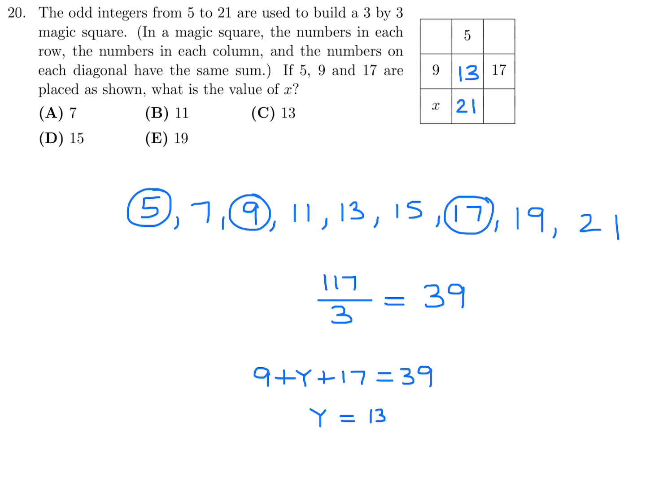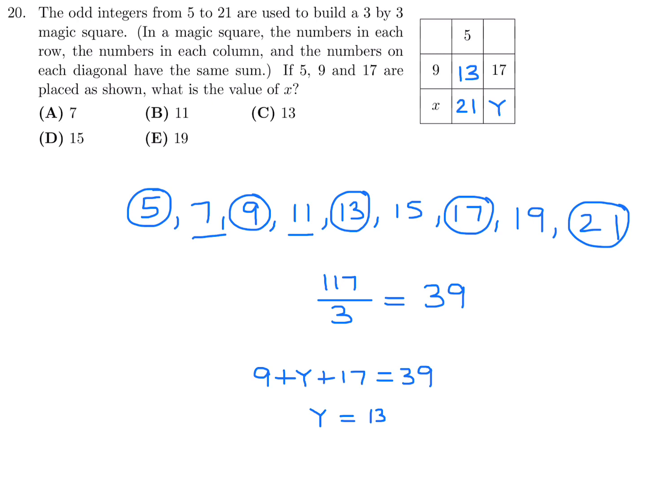And then very similarly, x plus 21 plus some number here has to have a sum of 39. And that is only possible if the x and y add up to 18. We've already used up a few of these, right? So the only two numbers remaining that can add up to 18 are the 7 and the 11.